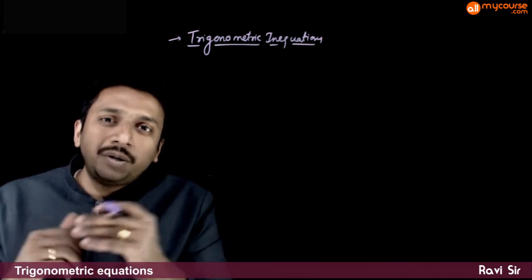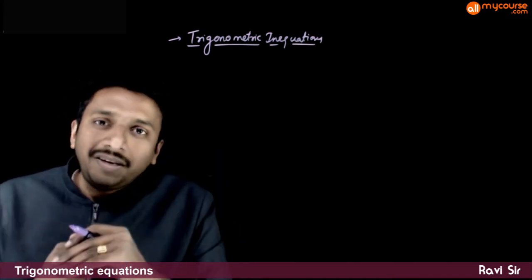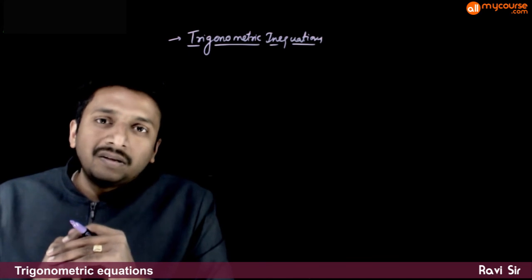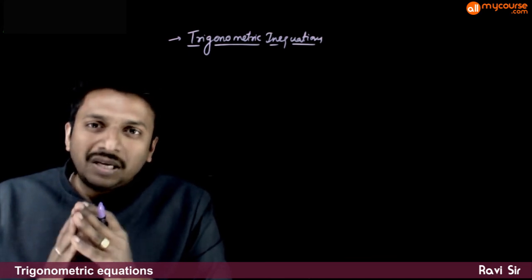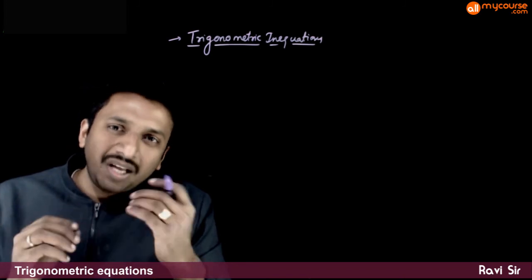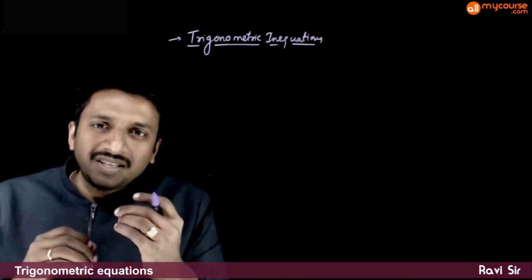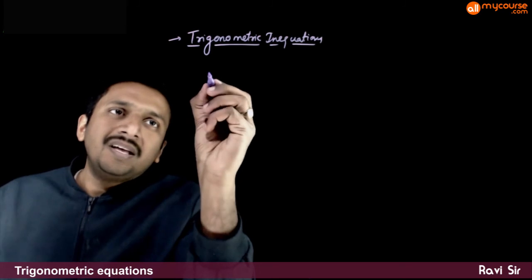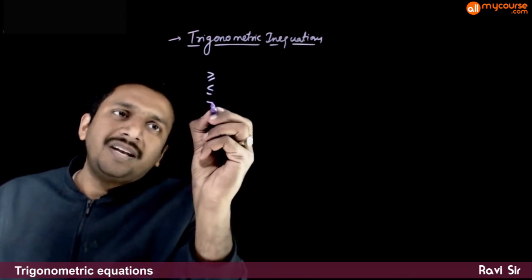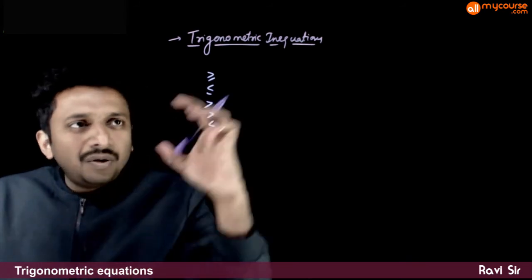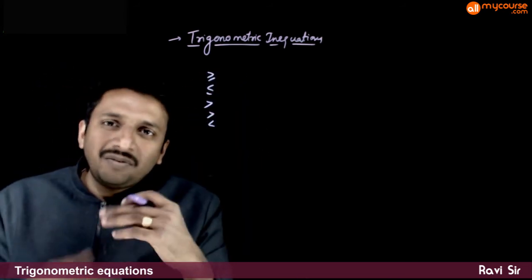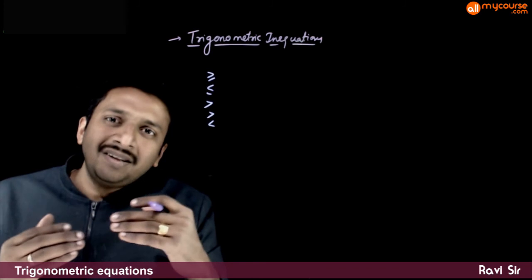Now that you have learned the topics of trigonometric equations, let us move on to our next topic, trigonometric inequations. What are trigonometric inequations? These are nothing but trigonometric equations where equality is replaced by the symbols greater than or equal to, less than or equal to, greater than, or less than. If you use some of these symbols, then we call the equation an inequation.